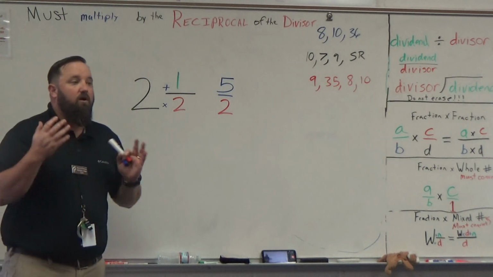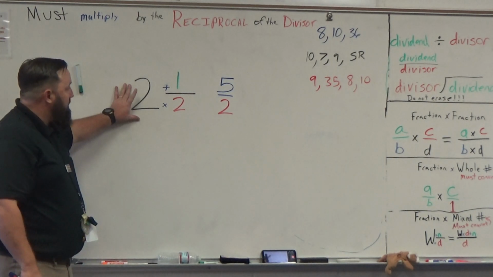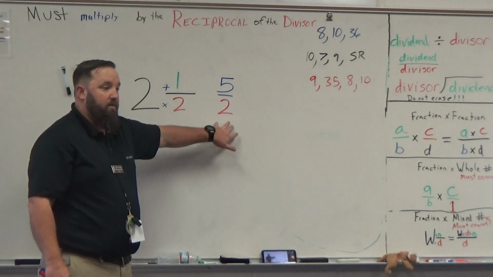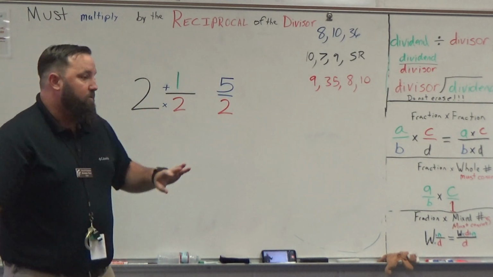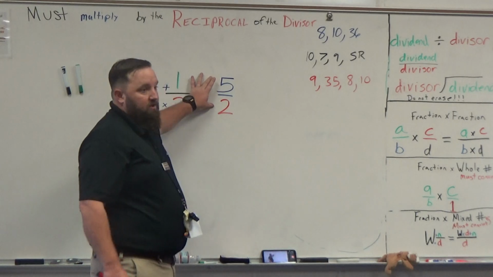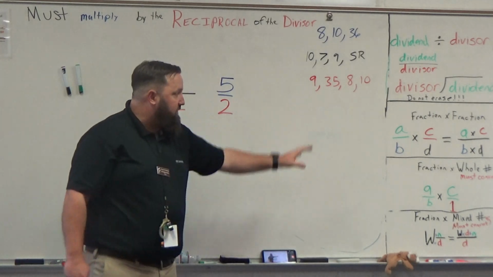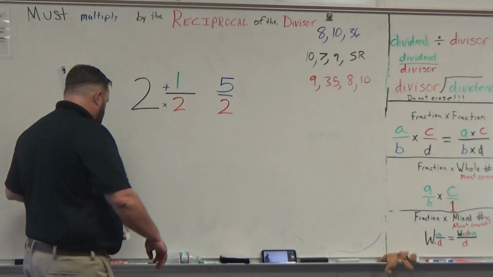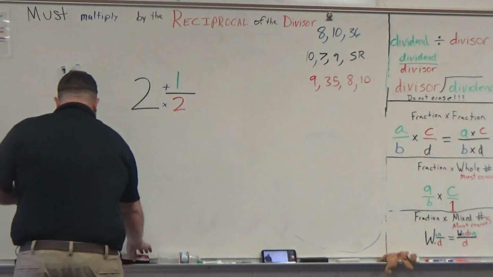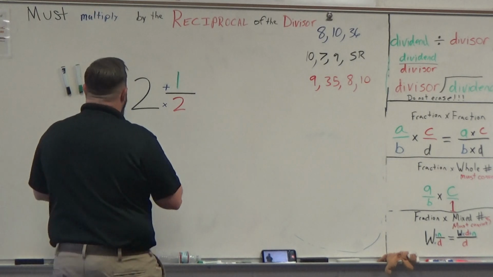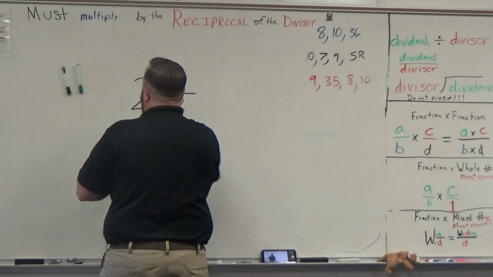Okay, that's how we convert our mixed numbers to what's called, remember, an improper fraction, because our numerator is bigger than our denominator. But we must get it to 5 halves to work with so that we can multiply our fractions or divide our fractions. So, with that being said, let's look at a problem with division. Alright, let's look at a problem with division.